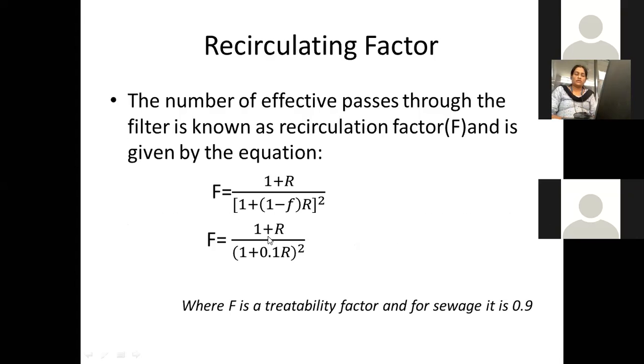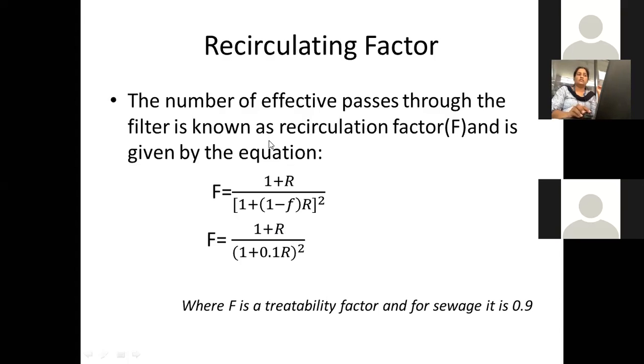(1 minus f) into R) whole squared, where small f is the treatability factor, and that treatability factor we take for sewage as 0.9. So it will convert into the next form, that is F is equal to (1 plus R) upon (1 plus 0.1 R) whole squared. Okay, this is the recirculation factor. This is the way to determine the recirculation factor.